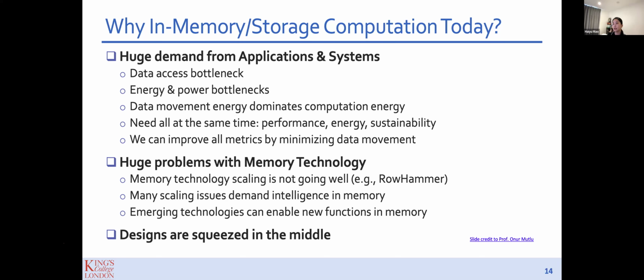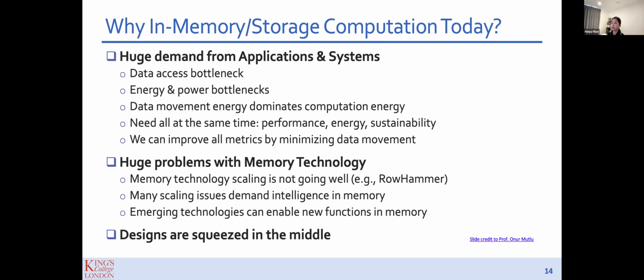And the second thing is that there are huge problems with memory technology, as I explained. Memory technology scaling is not doing well. There will be some errors or issues when you scale the memory technology and want to make it more dense. Many scaling issues demand intelligence in memory. Also, emerging technologies can enable new functions inside the memory. For example, non-volatile memories, right? They can provide some new characteristics in the memory technology.